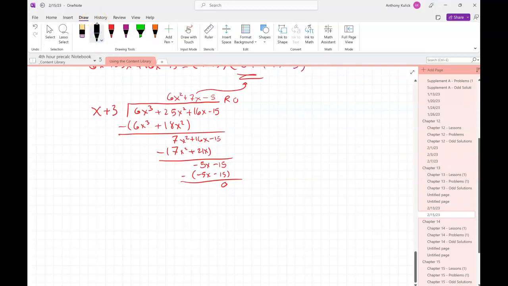Well, there is a process that does that. It's called synthetic division. But there is a catch. Does anybody remember the catch with synthetic division? I think you did this last year. You can't use it every time.